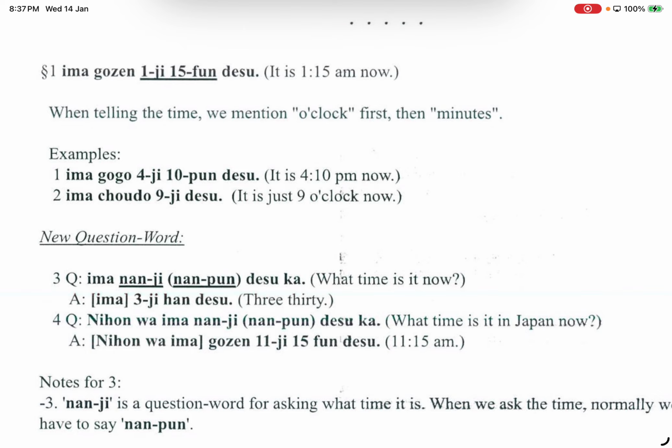今午前1時15分です. Recall how we tell people time, right? We say 1時, which means 1 o'clock. 15分, 分 means the minutes, so 15分 means 15 minutes. So 1 o'clock 15 minutes, which means 1:15. Then how do we tell whether it is AM or PM?